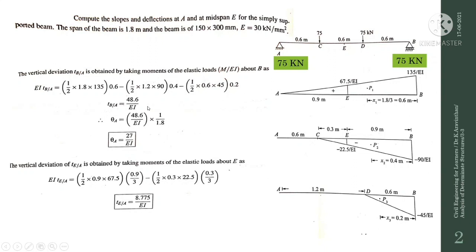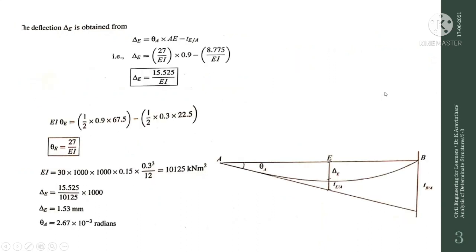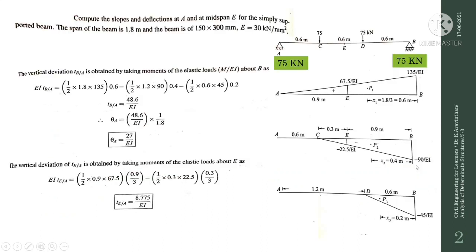Okay. So if you simplify this, you will be getting the vertical deviation as 48.6 by EI. So this is the total deviation. You can see here, we have found out the distance TBA. This will be the total deflection between A and B with respect to the point B. That is why, with respect to point B, the total deflection is written. Okay, you found that the value is 48.6 by EI.